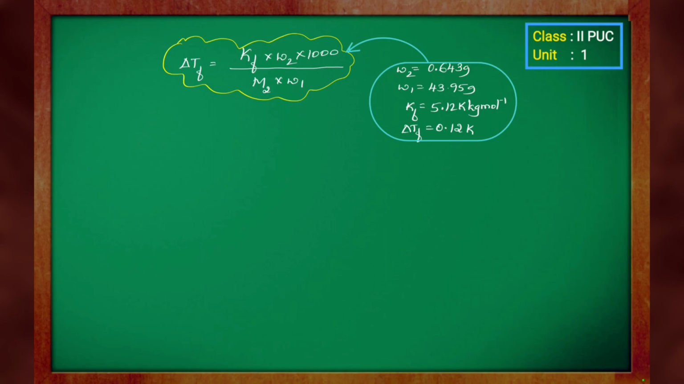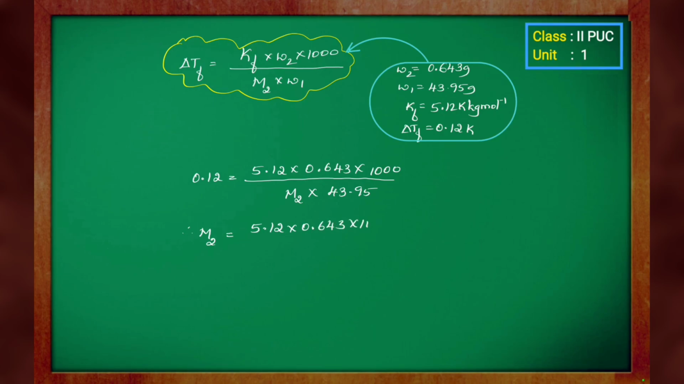Substituting all the values into the formula, delta Tf is 0.12, which is equal to Kf, 5.12, into W2, 0.643, into 1000 divided by M2, which is what we have to calculate, the molar mass of the compound that's added. W1 is 43.95. So therefore, we can write M2 is equal to 5.12 into 0.643 into 1000 divided by 0.12 into 43.95. So now let's simplify this.